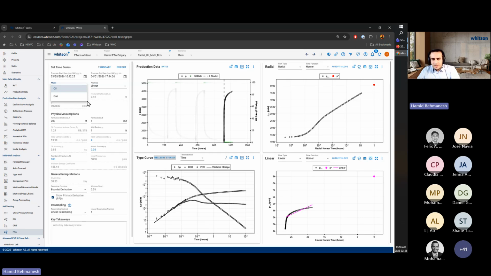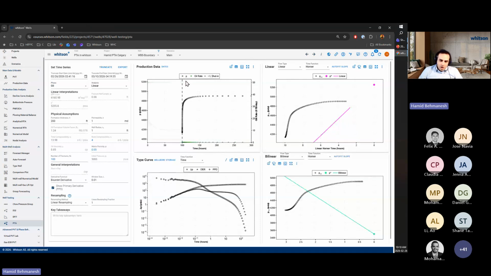And for this, so far we included drawdown and buildup. Injection falloff will be identical. The only difference between the two is the negative sign. Instead of the pressure building up, the pressure is falling off. But in terms of the interpretation analysis, everything is going to stay the same. So this is about this well.